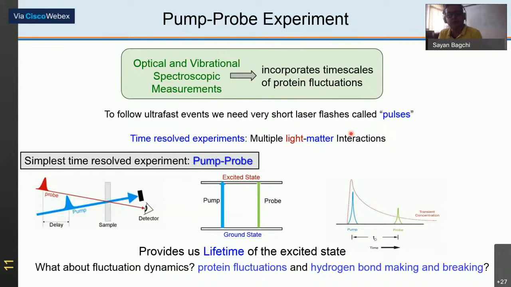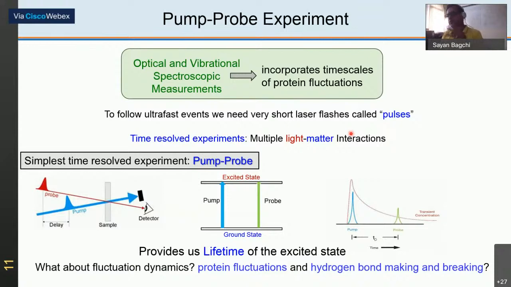What about the fluctuation? Because all I talked about before, the molecules wiggle and jiggle over time. And to understand this wiggling and jiggling, that means the fluctuations, we need to understand how fast or how slow they move around. Or in other words, if I put the same molecule in a different environment, will the molecular fluctuations become slower? Or if I change the molecule, keep the environment the same, will the fluctuation be the same or different?